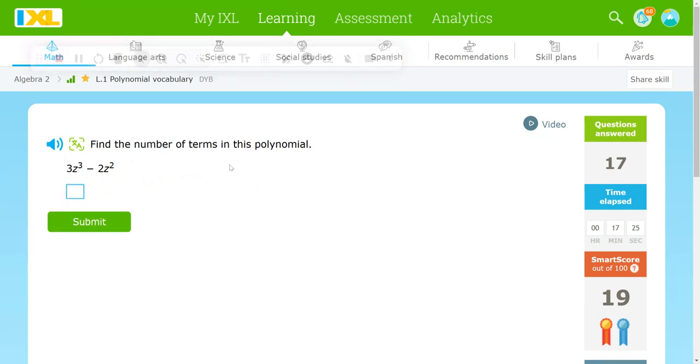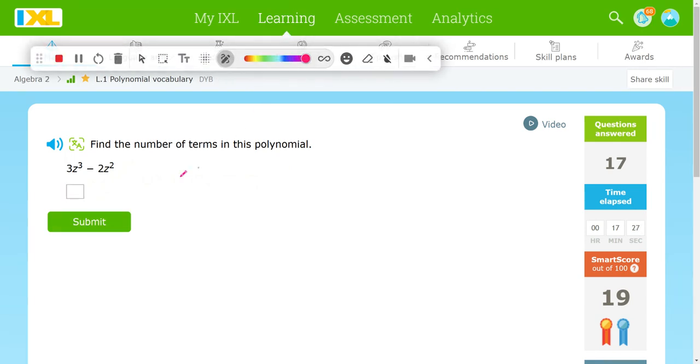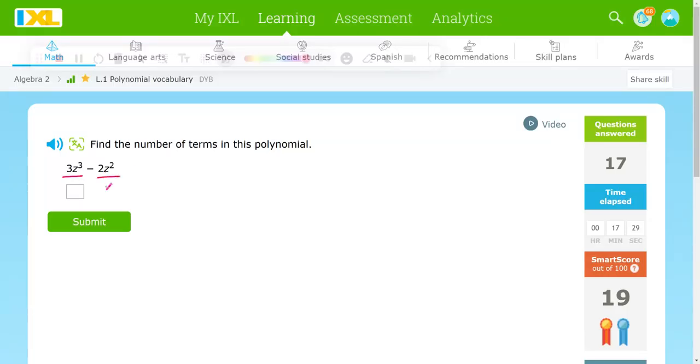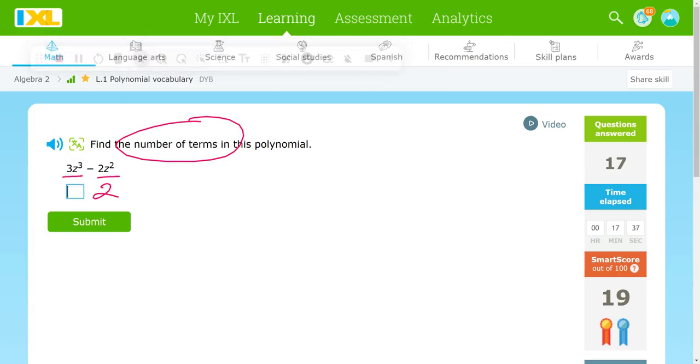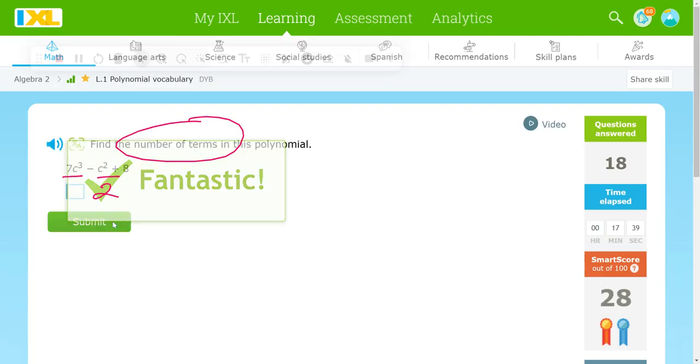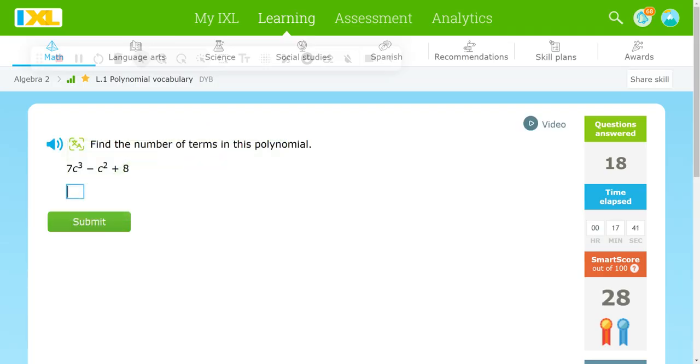This one, the number of terms. So you can see over here, you got one term, two terms. So the number of terms should be 2. Okay, so I put 2 in, and then I'm done.